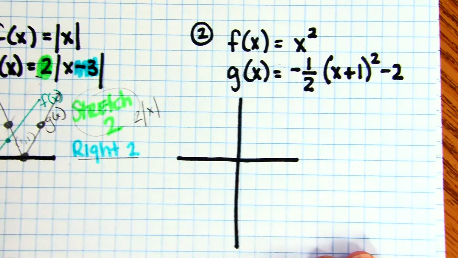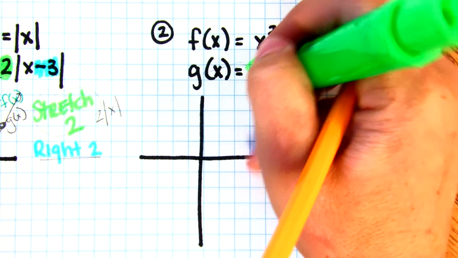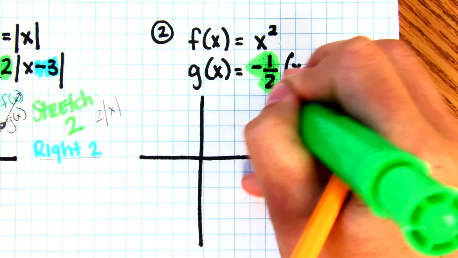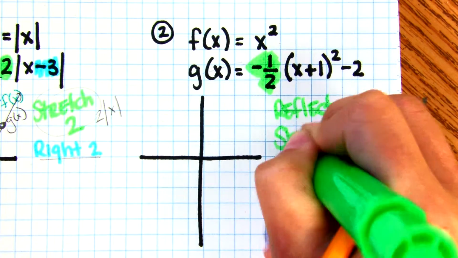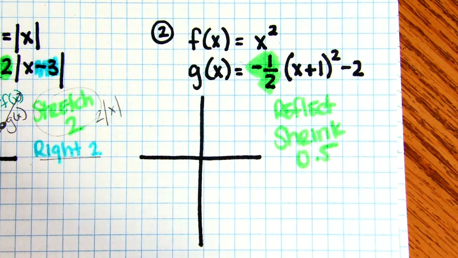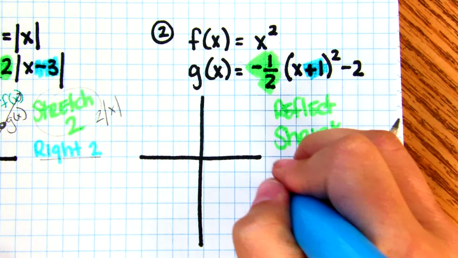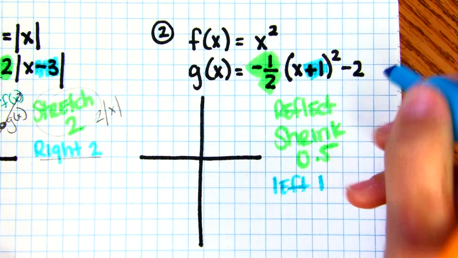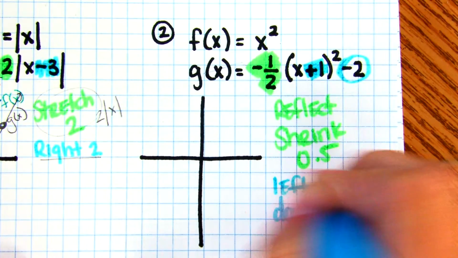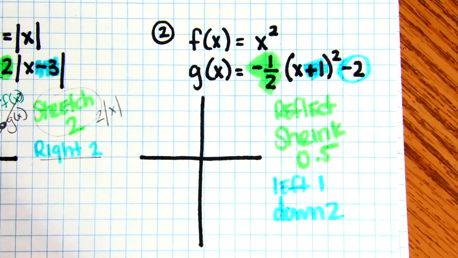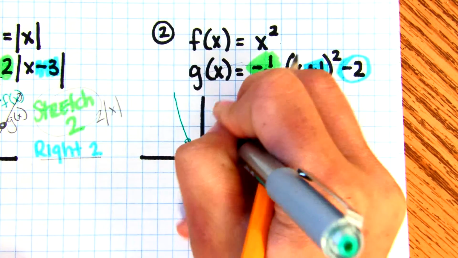So here we see in front of it multiplied, we have negative 1/2, so that is a reflection and a shrink of 0.5 or 1/2. I see here inside I'm adding 1, so that is a horizontal movement of left 1 unit. Outside I'm subtracting 2, so that's down 2 units. So quickly I'll graph my parent function, 0, 0, 1, 1, negative 1, 1. It's quadratic, so it's curved.